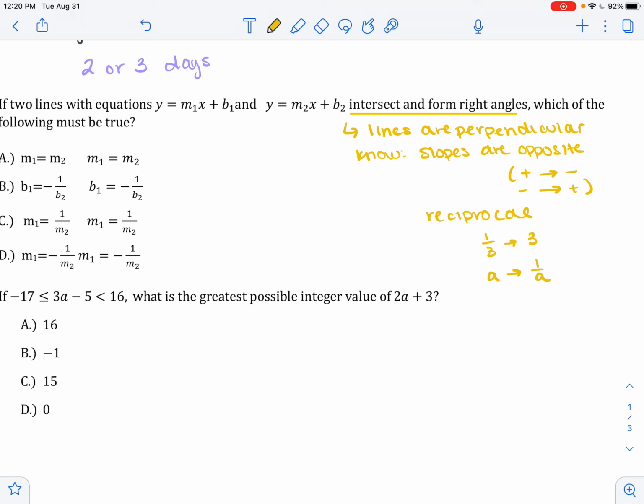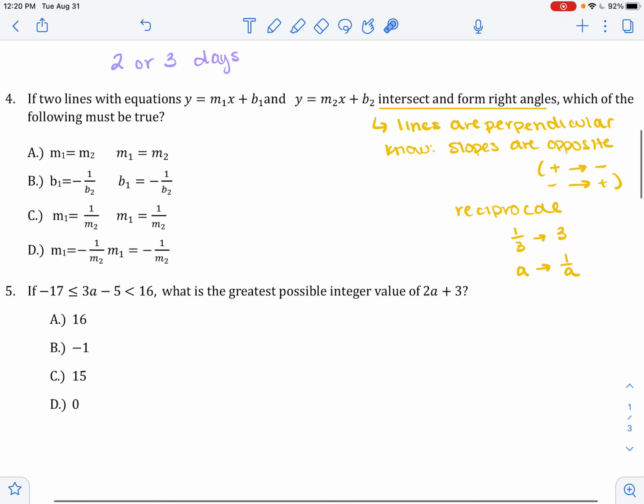So I'm looking at m sub 1 and m sub 2 when I'm considering this question. So right away, I can ignore answer choice B. That's looking at the y-intercepts, and the y-intercepts are not opposite reciprocal if lines are perpendicular. We also know that if lines are perpendicular, slopes cannot be equal. They're not going to be the same thing, so answer choice A is out. I see in answer choice C and D some good things. So if m sub 1 is said to be equal to 1/m sub 2, that means that m sub 1 is equal to the reciprocal of m sub 2.